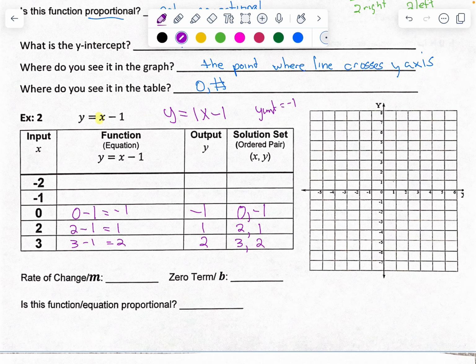And then I'm going to say -1 minus 1. It's -2. So 0 minus 2. And -2 minus 1 is -3. So I'm going to put a -3 here. So -2, -3.